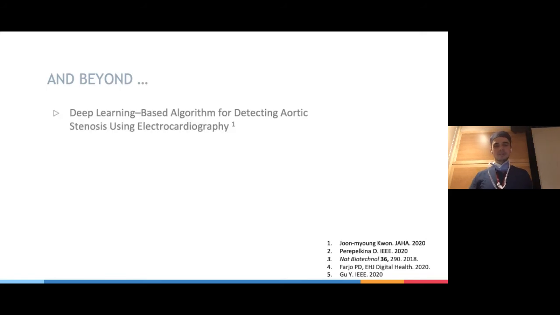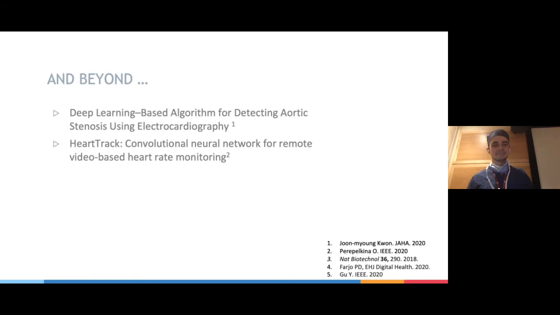And beyond, there are many exciting innovations in the field. I just wanted to share a couple of works made by other colleagues in the artificial intelligence research world. You can have the reference in the lower right, but there's been a deep learning AI algorithm for detecting AS with a high level of accuracy, area under the curve of 0.9 and above, using ECG alone. That's really exciting because we don't normally use ECG to detect AS.